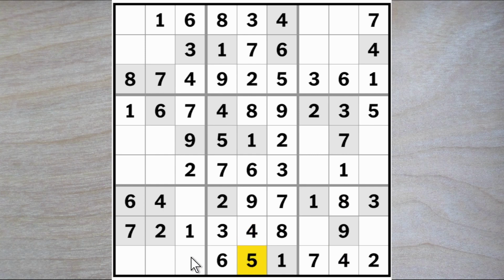We know that these were 5 and 8, so now the 5 blocks over, making this an 8 and this a 5. Still a 3 and a 9 here, and here now we have a 6 and a 5. The 5 blocks down, so the 5 goes here and the 6 here. 6 blocks up, 6 blocks across, so here's another 6.